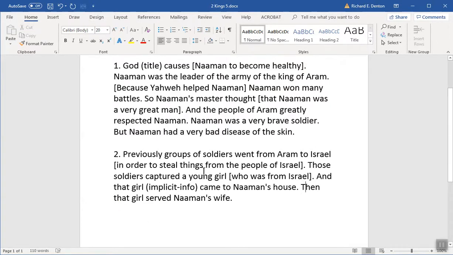Okay, so what have I done here? I added an extra sentence. Those soldiers captured a young girl who was from Israel, and that girl came to Naaman's house. Now that's not in the Bible, but I think it's definitely implied. And I added it with this, in parentheses, implicit-info. So this just makes it easier to understand.